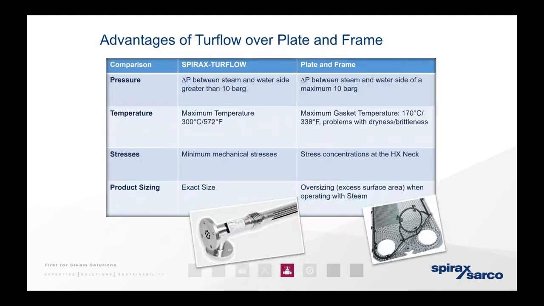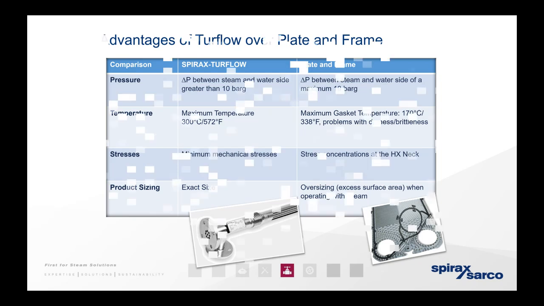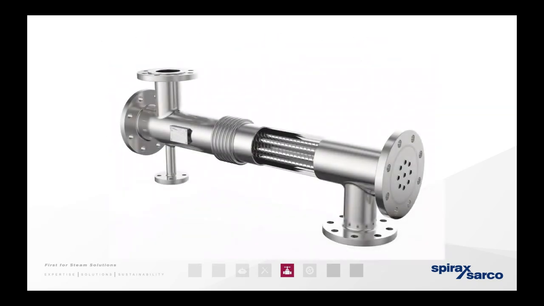So advantages again over the turbo flow in the plate and frame. The delta P between steam and water side is greater than 10 bar, whereas you don't get that because you can't have the pressure on the plate and frame. Maximum temperatures can be higher, as you can see there, and the minimum mechanical stresses. Because the flow paths are relatively straight, there's no hammer, no wear on the joints, turns, those kind of things. Product sizing, turbo flow tends to be exact size, whereas you have to oversize a plate and frame because you can't get half a plate. So that's the turbo flow.